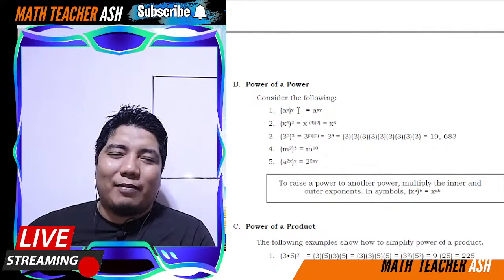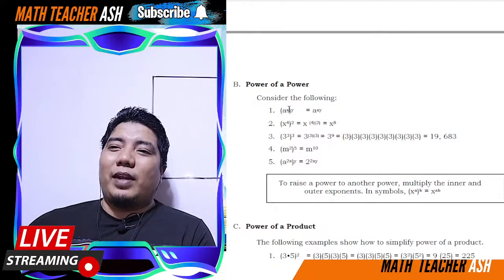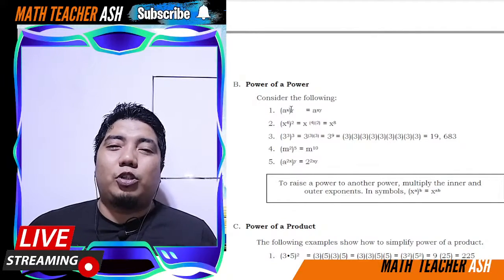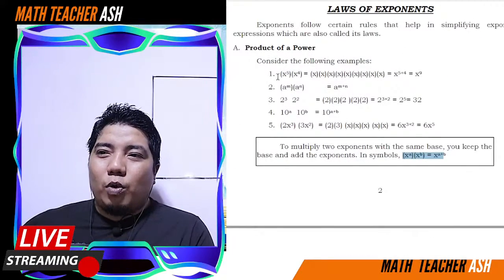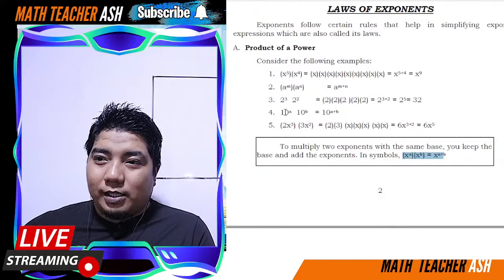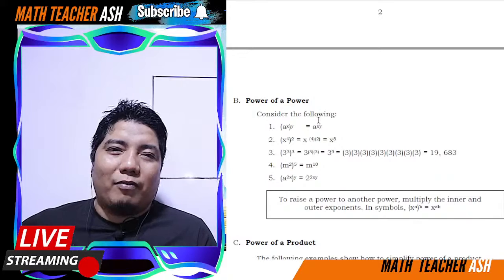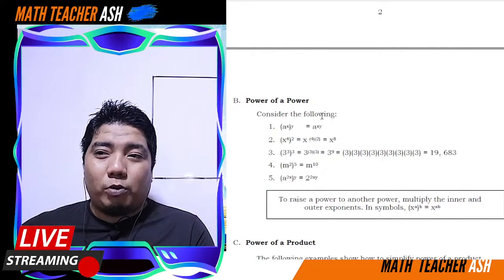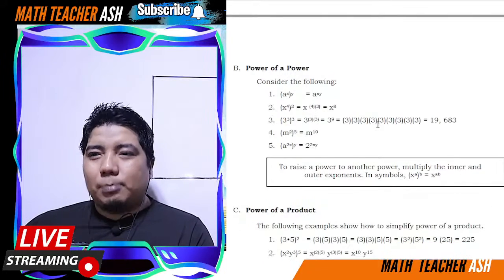So, since you only have one base, but you have two different exponents, so what you will do is you just multiply the exponents. Not like here, you have two base, but they are the same. Two base, they are the same, so you copy the base, add exponent. But in the power to power, you have one base, and then you have two exponents. So what you will do is you copy the base, and then you multiply the exponents.